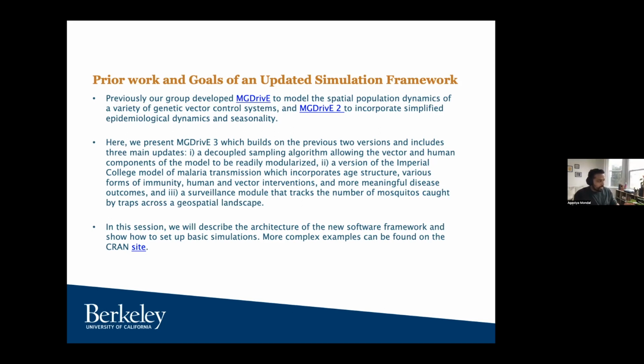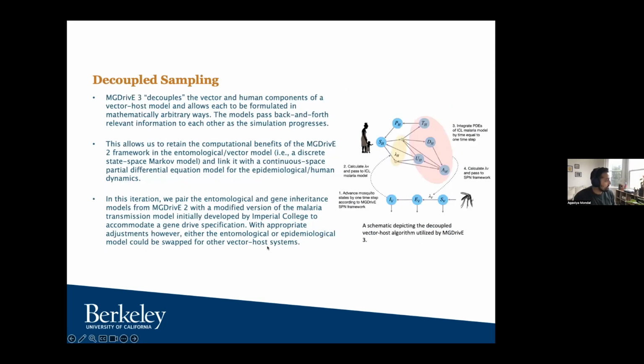And we linked the entomological model with a version of the Imperial College model of malaria transmission, which is a more complex model than the one that was included in MGDrivEv3, which incorporates age structure, immunity, different human and vector interventions, and more meaningful disease outcomes, and a surveillance module that tracks the number of mosquitoes caught by traps across a geospatial landscape. And yeah, in this session, I'll just describe some of the architecture and how to set up some simulations. And like I said, more documentation can be found on CRAN.